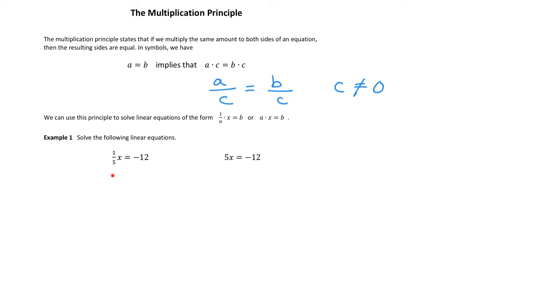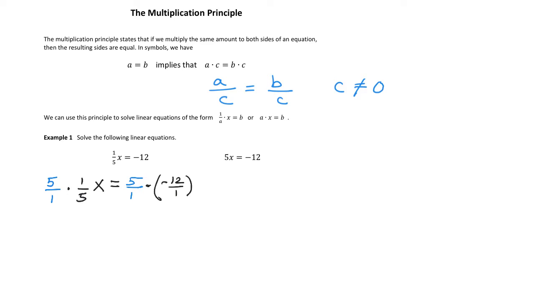So let's start with this one on the left. 1/5 x is equal to negative 12. If you want to get x by itself, you have to cancel 1/5. So your job is to choose a number that you're going to multiply to both sides to cancel 1/5. The number that works is 5, or I'll write 5/1. If you multiply that to the left side, 5/1 times 1/5 cancels to give you 1. But according to this principle, you also have to do this to the right side too. So that's 5/1 times negative 12/1.